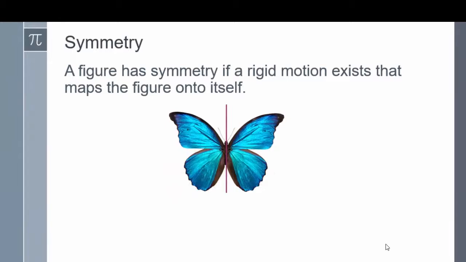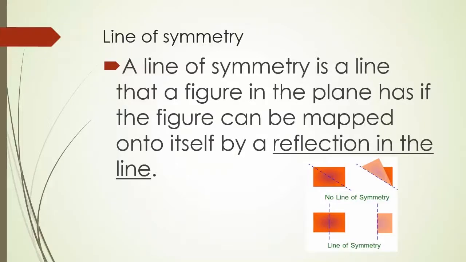Symmetry. A figure has symmetry if a rigid motion exists that maps the figure onto itself. Line of symmetry. A line of symmetry is a line that a figure in the plane has if the figure can be mapped onto itself by a reflection in the line.